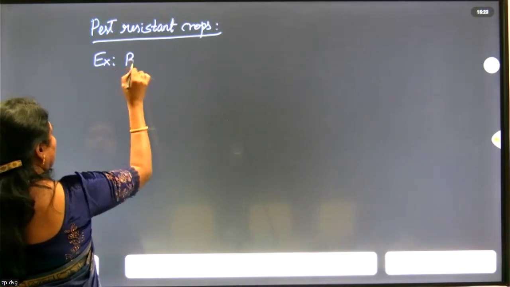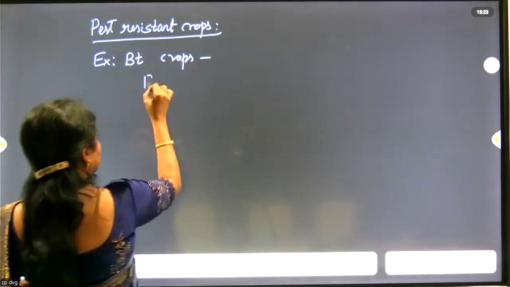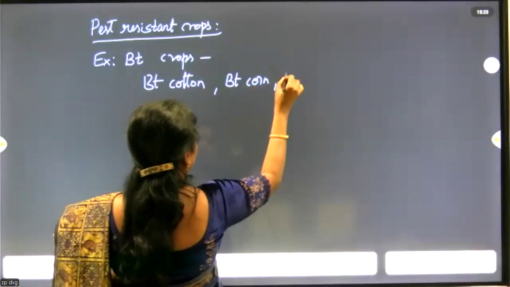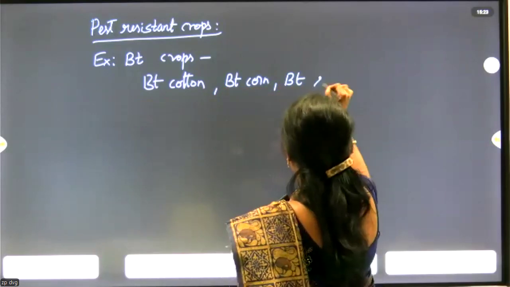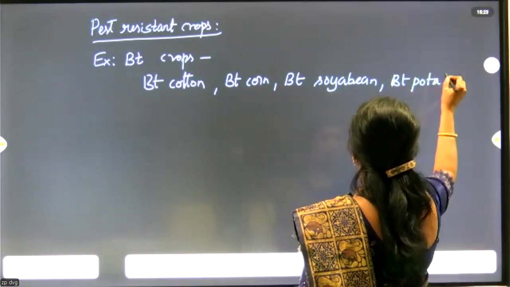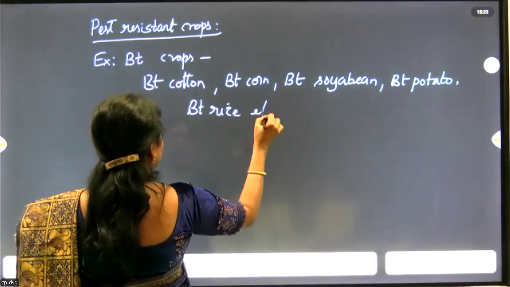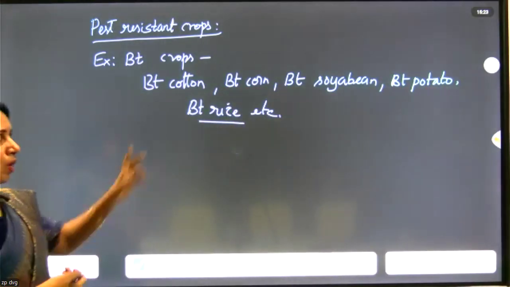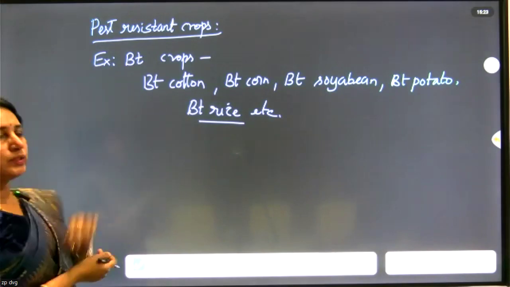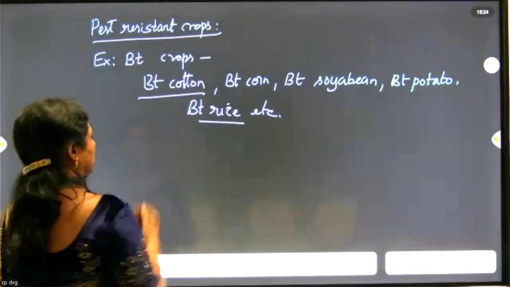Example, that is, BT crops. These BT crops, which ones come under them? BT cotton, BT corn, BT soybean, BT potato, BT rice, etc. All these crops are genetically modified crops, but they are resistant to pests like insects. Here, BT cotton is a major example.